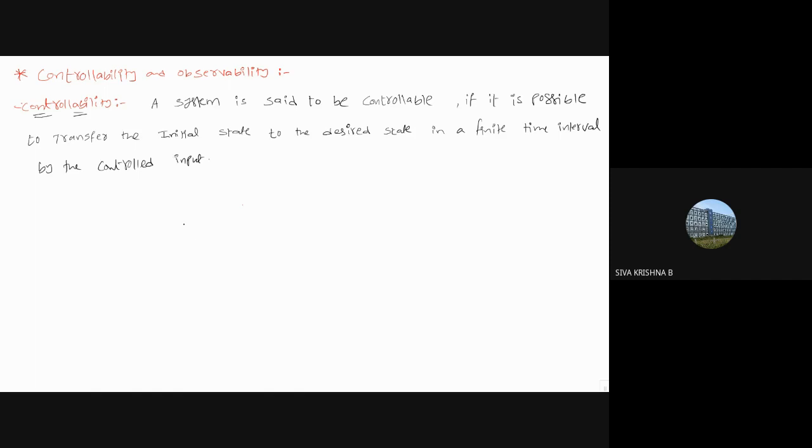So how to represent this controllability is by using Kalman's test. Kalman's test for controllability. How to represent it is indicated by QC. Controllability is nothing but QC, represented by Q suffix C. Okay.